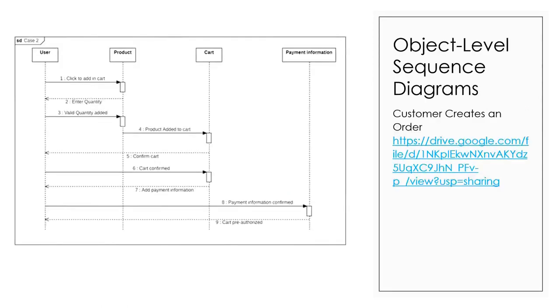And last we have the object level sequence diagram. For this diagram, we have user, product, cart and payment information. First, the user clicks on the product to add it to the cart. The product asks for the quantity and the user enters a valid quantity. The product is then added to the cart. The cart then asks for the confirmation. When the user confirms the cart, the payment information is asked. The user confirms the payment information and the cart is pre-authorized.